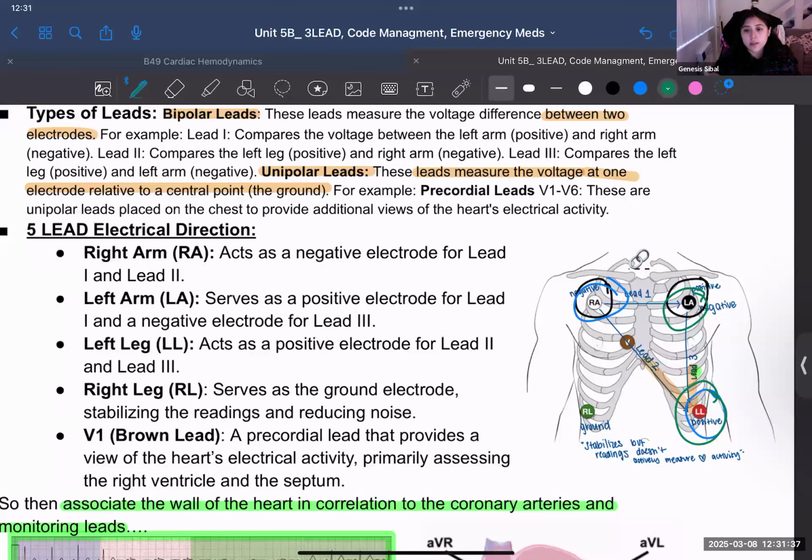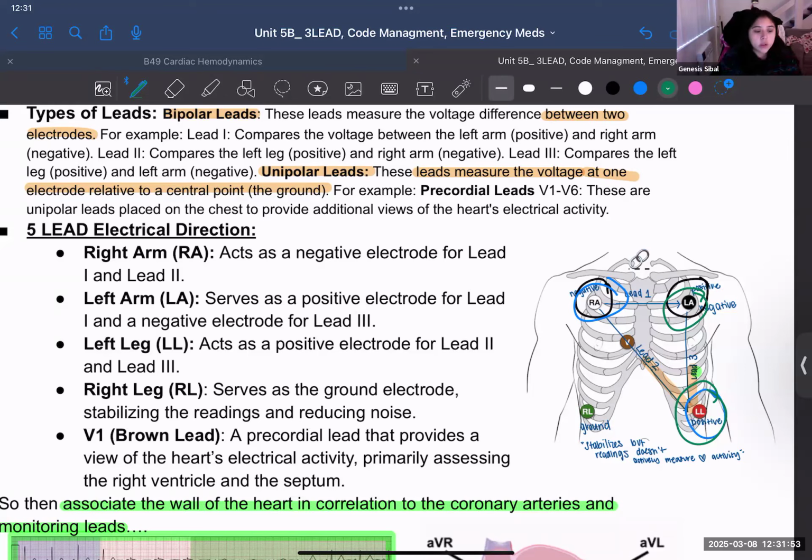For example, in this one you have your right leg, and that's more of the ground one right there. So it's not having an actual lead. It's not monitoring actual activity. It's more of just measuring voltage. It's just helping as a relative central point.